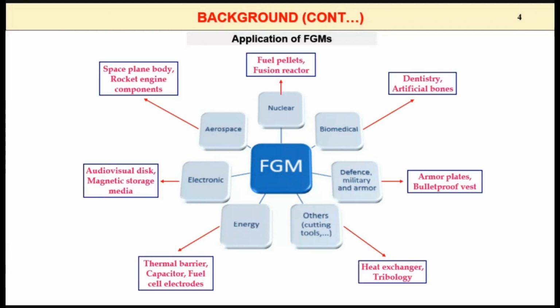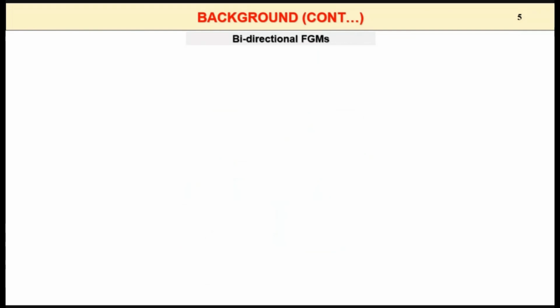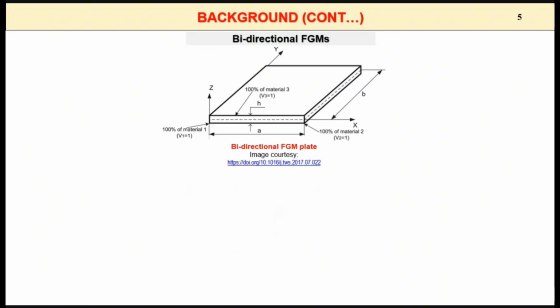Now, mostly the research has been done on unidirectional functionally graded material, in which the properties are varied along one direction. If we take a more practical example, like we have seen the natural example, that is bone, this bidirectional FGM is, you can say, more realistic.